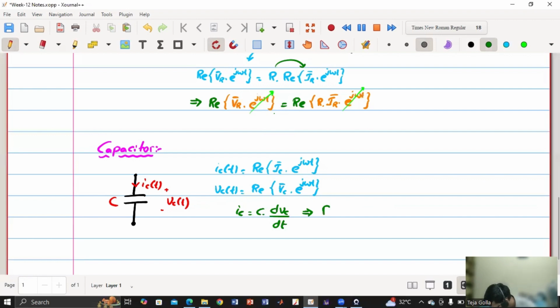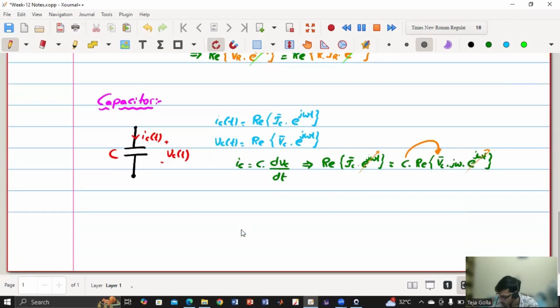So IC is nothing but the real part of IC bar into e to the power j omega t, and C into dVC by dt is the real part of VC bar into j omega into e to the power j omega t. Agree? What I am writing. So first let us take this C inside, and again e to the power j omega t gets cancelled. So now if I write the voltage-current relationship, I'll be getting something like this.